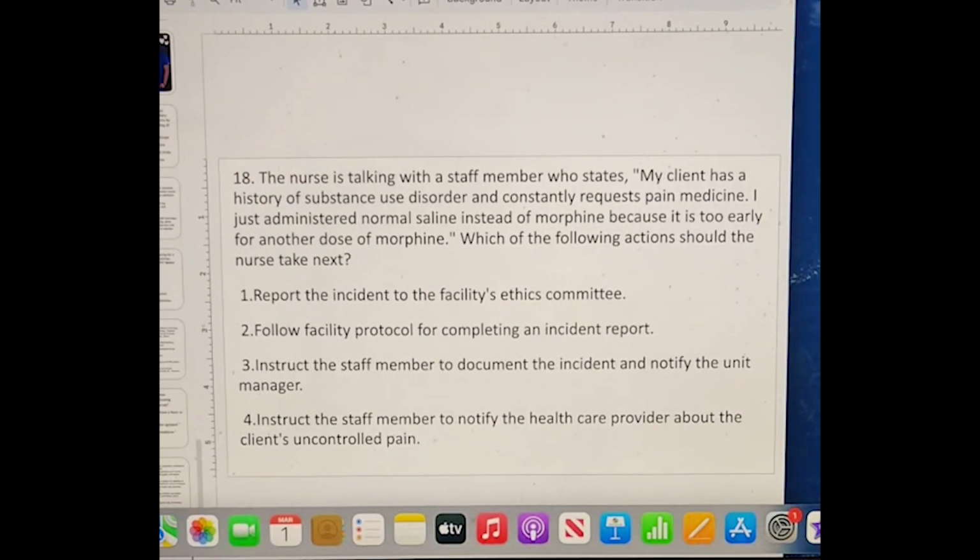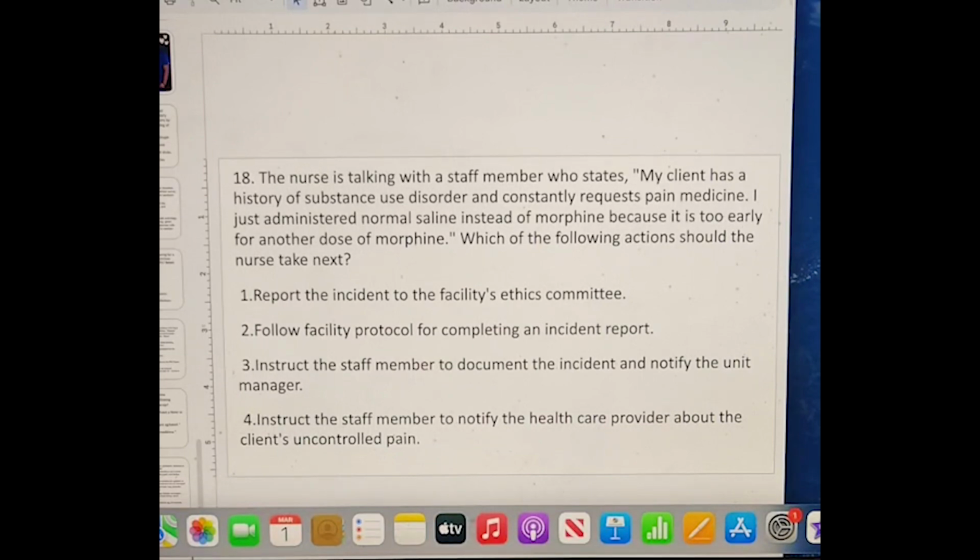Question number 18. The nurse is talking with a staff member who states, my client has a history of substance use disorder and constantly requests pain medicine. I just administered normal saline instead of morphine because it is too early for another dose of morphine. Which of the following actions should the nurse take next?